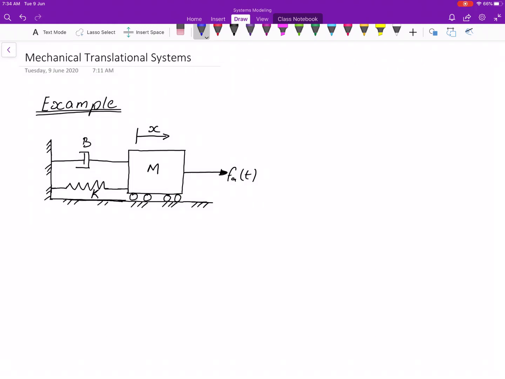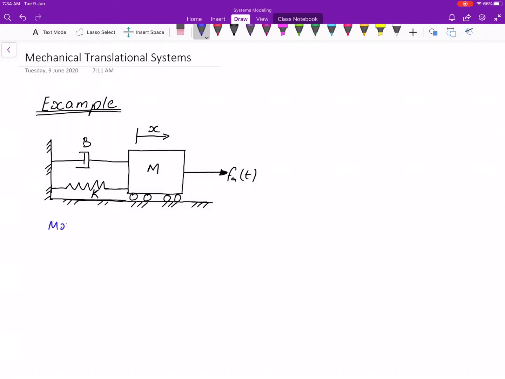In this section we are going to look at a mechanical translational system, and we need to find the state space equivalent of the system. The way we are going to do it, just like in the previous sections, is to look at energy storage, and energy storage will be in the springs and in the mass as well, meaning that we can select the states from those. Let's write down the equation of motion first.